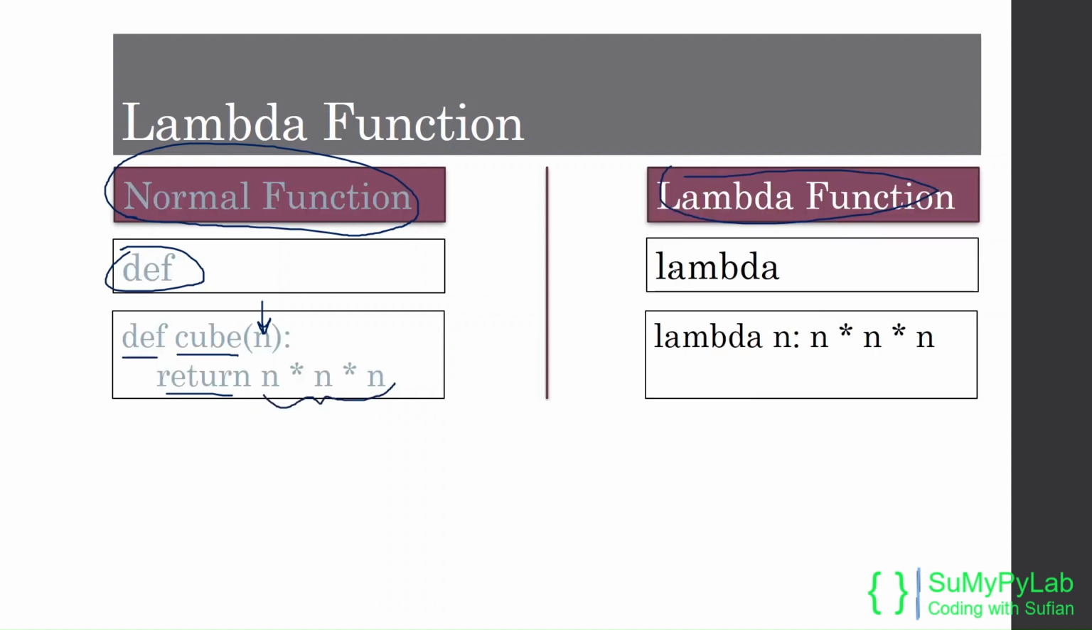On the other hand, a lambda function is defined using the keyword lambda. Here is an example. The keyword lambda, then an argument n, then an expression after a colon. Note that the argument and the expression are separated by a colon. The lambda function may have more than one argument and the expression may be more complex.